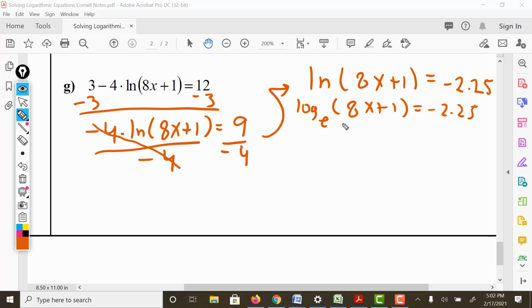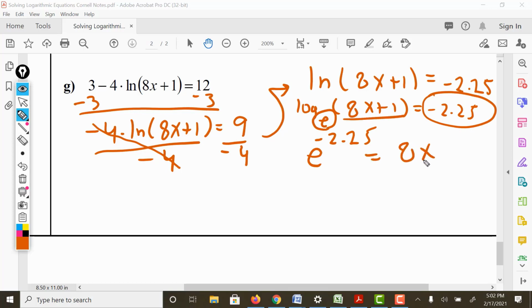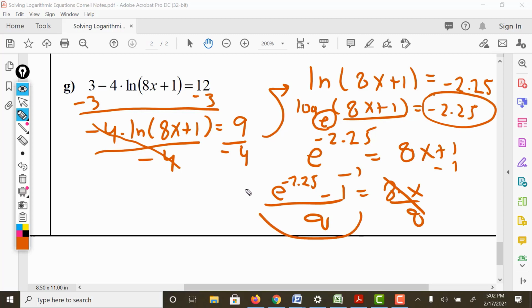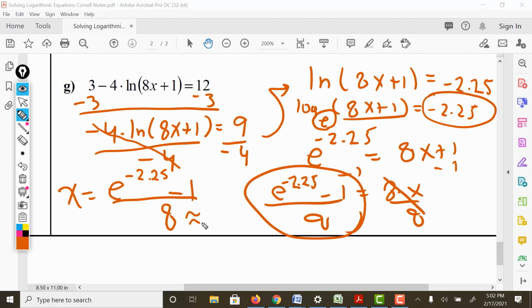I'm about to do it right now, right? The exponent is usually by itself, a number by itself. The base is right here. This is the argument. It's the leftovers. It goes at the other side. Subtract 1 from both sides. Divide by 8. That's a 2, by the way. So x equals e to the negative 2.25 minus 1, over 8, which if you put in a calculator comes out to be approximately negative 0.112, I want to say, after I round.